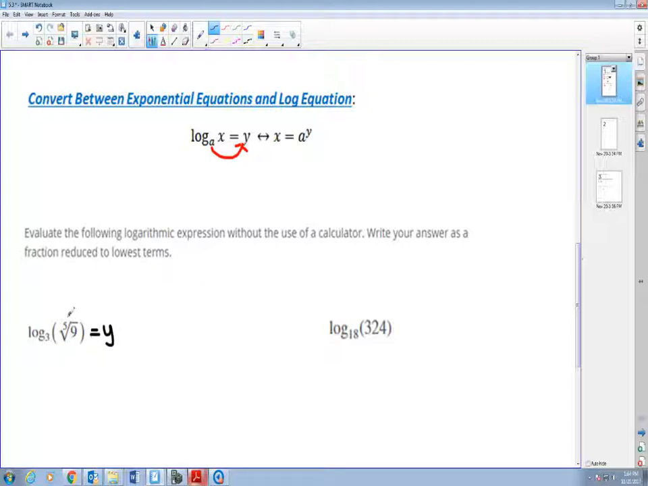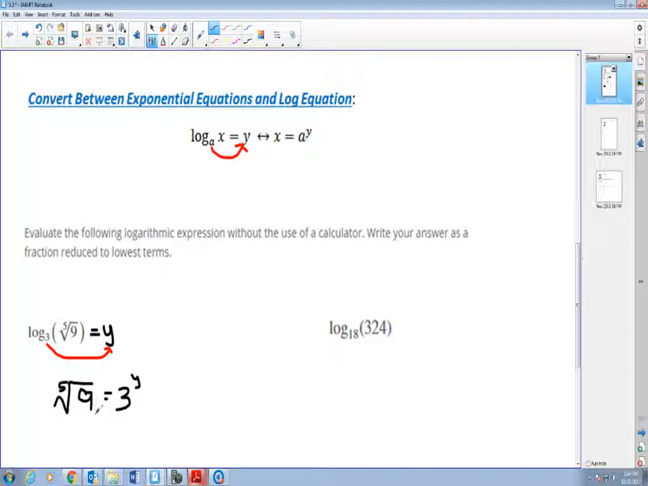To convert my logarithm into exponential, all I'm going to do is bring my base 3 to the other side of the equal sign and put it in the bottom as a base. So what I got myself here is the 5th root of 9 that is equal to 3 to the y power.